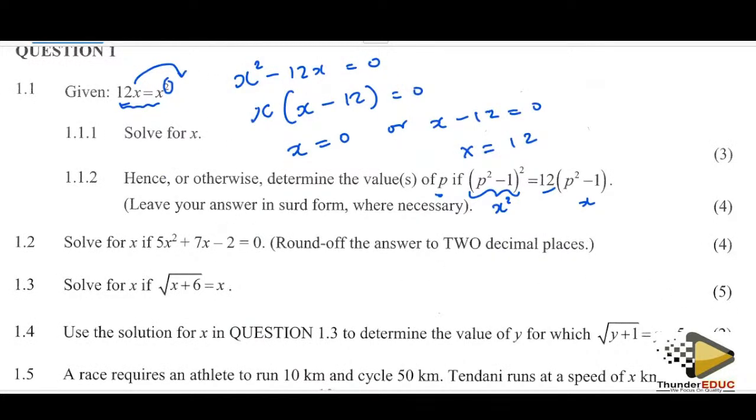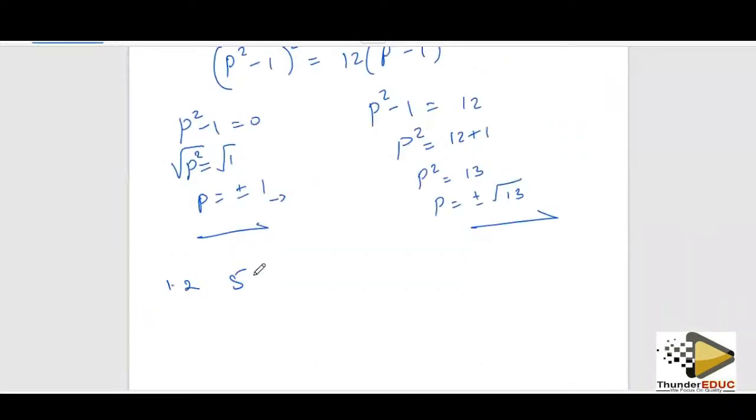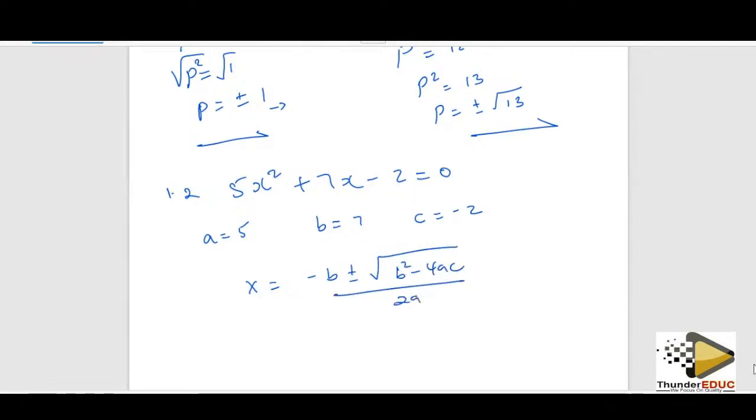Then 1.2, they want us to solve this. Remember, if we are rounding the answer to decimal places, we have to use the quadratic formula. So it's 5x squared plus 7x minus 2 is equal to 0. So what we said was determine what is your a. Our a is 5, our b is 7, and then c is negative 2. And then from the quadratic formula, we say negative b plus or minus the square root of b squared minus 4ac, and we're dividing it by 2a.